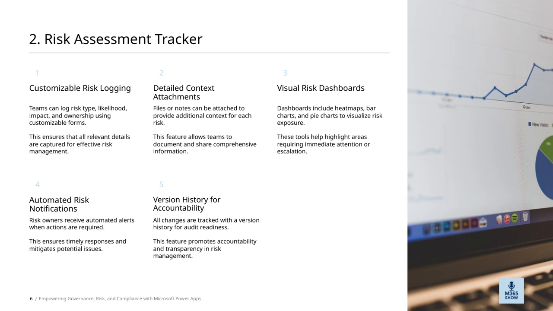One of its key features is that all changes are tracked with a comprehensive version history. This is crucial for audit readiness, as it allows us to see exactly what was changed, when, and by whom. It promotes accountability and transparency within risk management processes, ensuring everyone is on the same page.